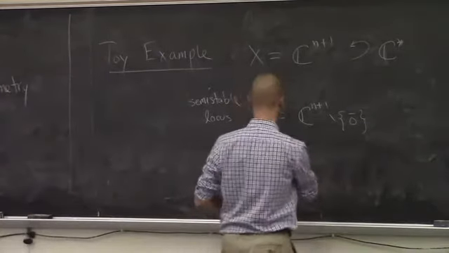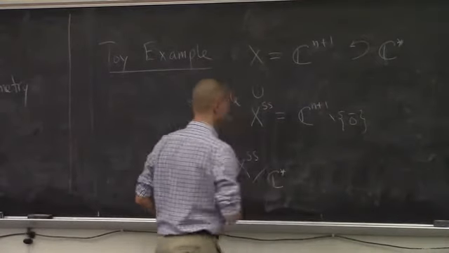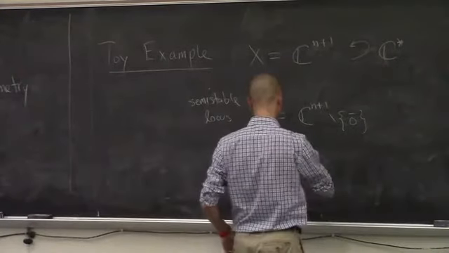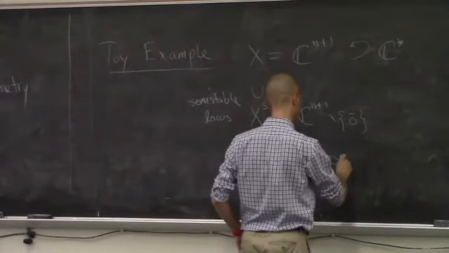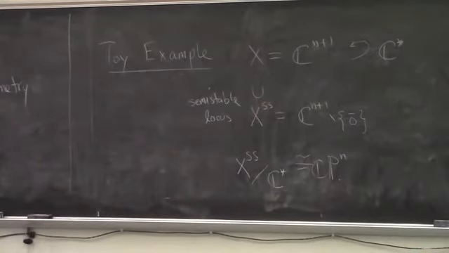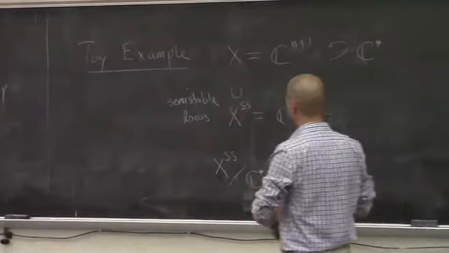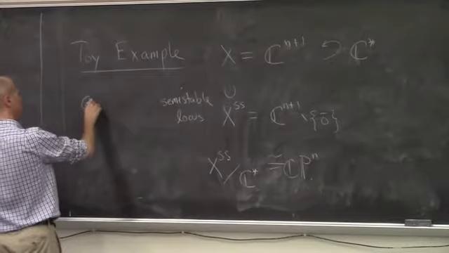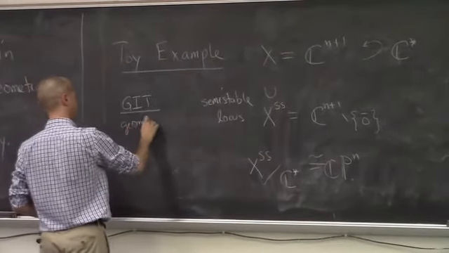Now if I mod out by C star, I'm just taking lines through the origin. Choosing an orbit is the same as choosing a line, and I just get complex projective n-space as the quotient. So the procedure was that I pass to some slightly smaller open set, and then I have a reasonable quotient. I'm going to refer to this as the geometric invariant theory, or GIT, approach.